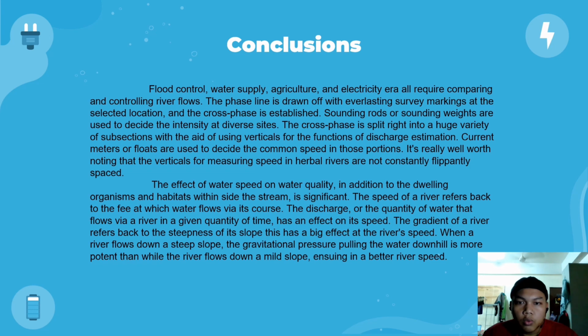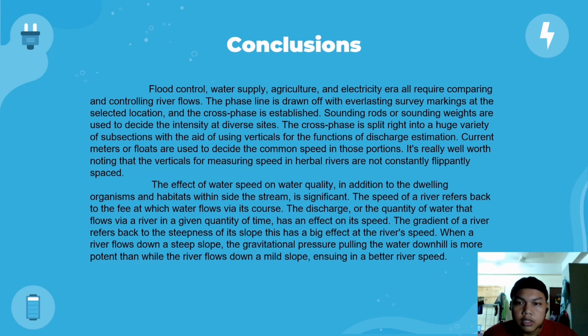The effect of water speed on water quality, as well as on the wetland organisms and habitat within the stream, is significant. The speed of a river refers to the rate at which water flows through its course. The discharge, or the quantity of water that flows through a river in a given amount of time, has an effect on its speed.